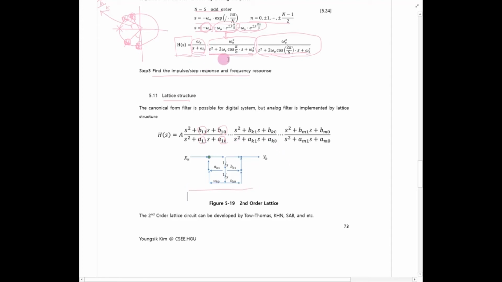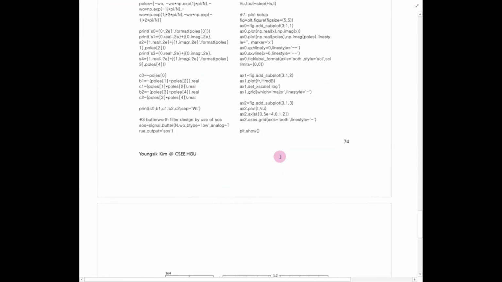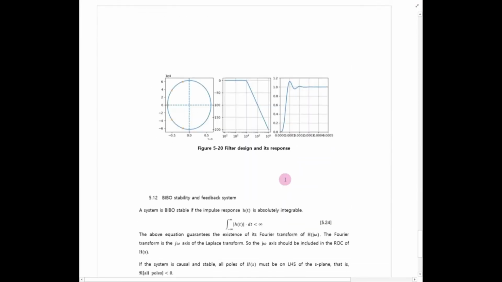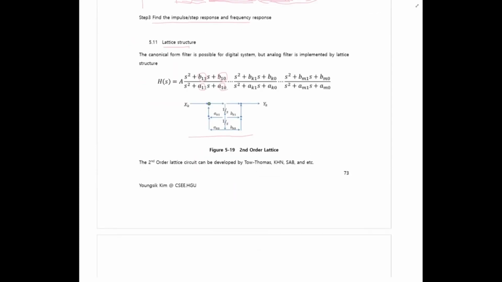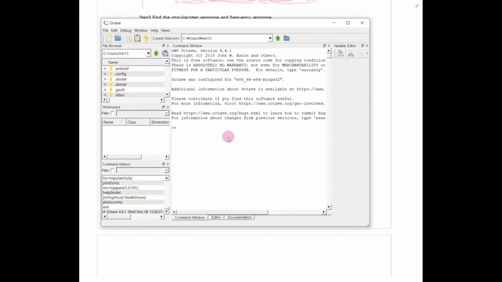How are we going to implement that one? That is shown over here. I would like to show you. This one is Python code, but you can do the same thing by use of MATLAB. At this moment, I would like to use Octave. Okay, here you can use MATLAB. In case of MATLAB, you don't need to load any kind of package.